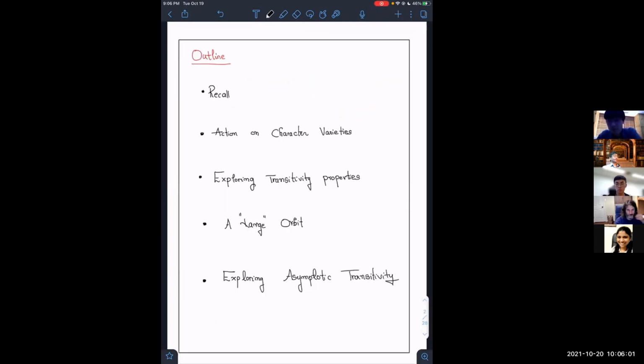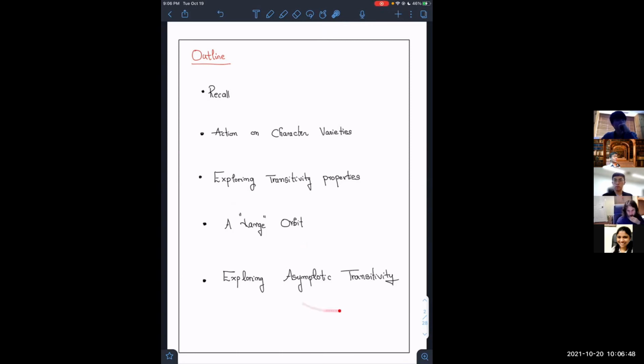Okay, so the outline of the talk is that first I'll briefly recall the definition of character variety, and then we look at the action of the outer automorphism group on these character varieties. And then I want to understand the dynamics of this action. There are different approaches to understanding the dynamics. The way I do this is I start with transitivity, looking at whether the action is transitive or not, and then from there try to find a good candidate for a large orbit. So I want to see how much mixing this action is doing on the variety, trying to find a large orbit.